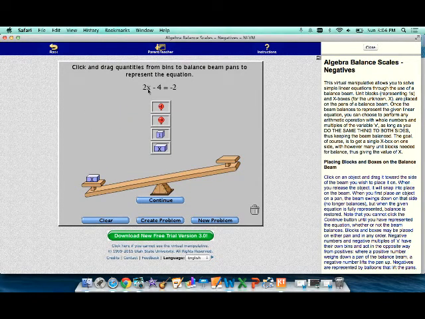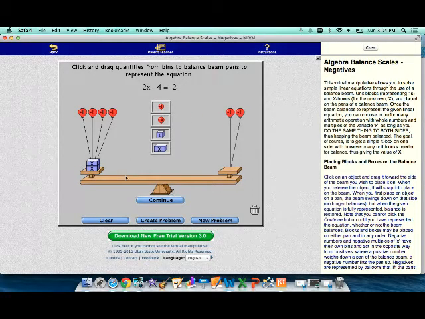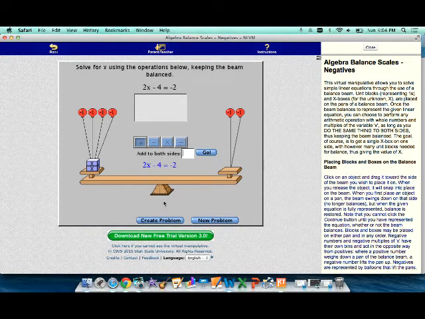So basically what we'll do is we'll set up for this particular equation, which says 2x minus 4 equals minus 2. So I have to use 2 of the X tiles on this side and 4 of the negative 1 balloons. Then on the other side, I have to have 2 negative 1 balloons, and these two are equal to one another. I click continue to make sure that my equation is correct.